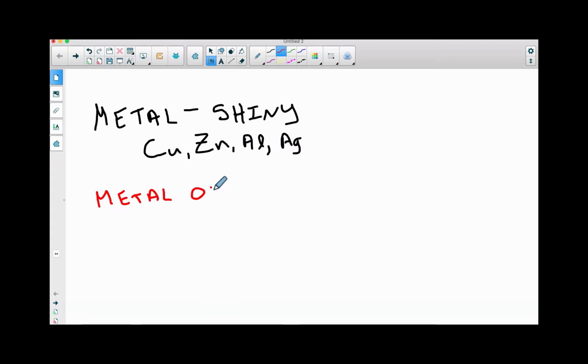Now, when you have a metal oxide, that's when you have any of those metals above bonded with one or more oxygens. You're going to have a metal oxide. These are very consistently kind of a dull color. So if you think of rusted iron where you've got that dull reddish flaky color, that's a good example of a metal oxide.